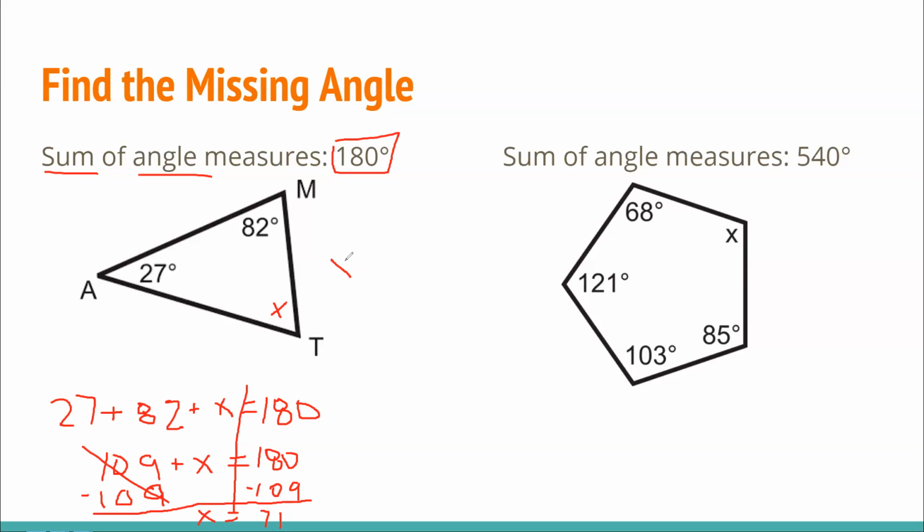So I know that my angle x is equal to 71. We could also write it as angle t because there's that t there, equals 71. There we go. And then we use our degrees symbol. You can always double check yourself by adding together 27, 82, and 71 to get your final answer.